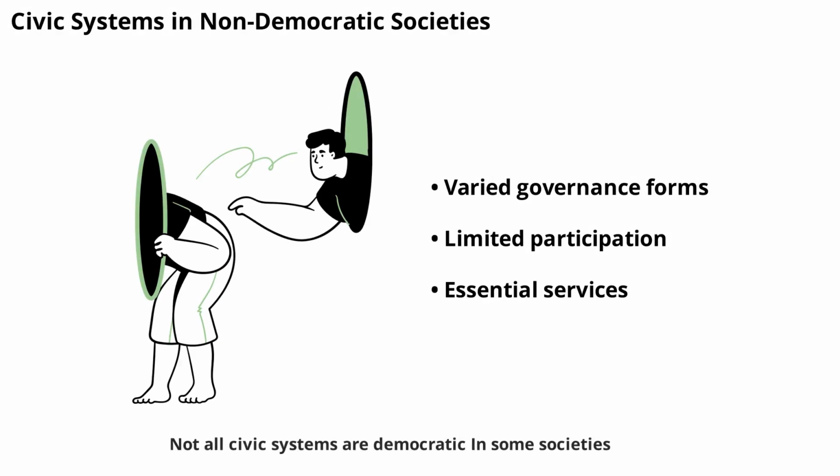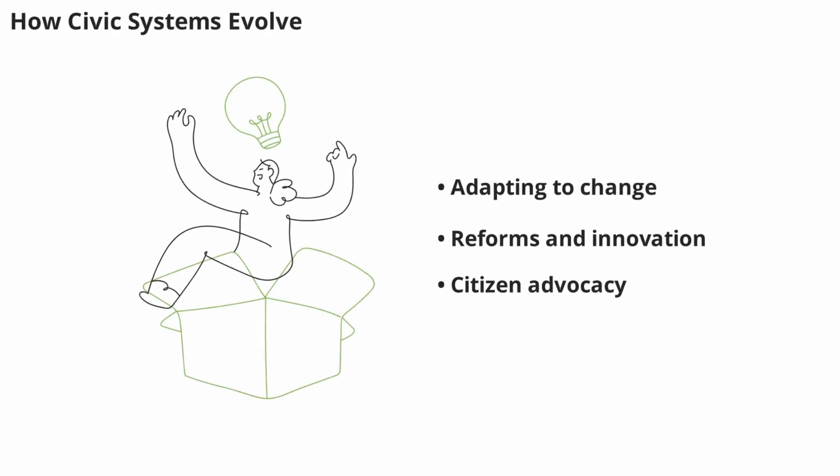Not all civic systems are democratic. In some societies, power is concentrated in the hands of a few, and participation may be limited. These systems may rely on different forms of governance, such as monarchies, authoritarian regimes, or single-party states. While the structure of civic systems can vary widely, they all serve the purpose of organizing public life and providing essential services. Understanding the differences between civic systems helps us appreciate the value of participation and the importance of protecting rights and freedoms. Civic systems are not static.